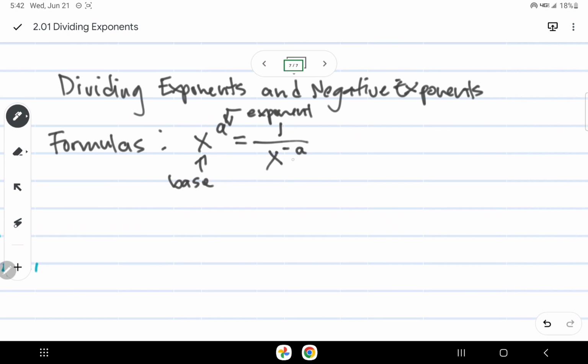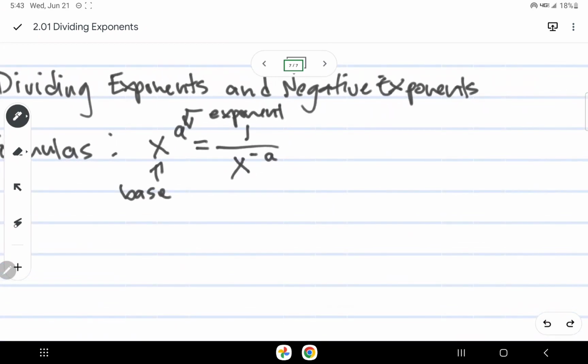Remember, this is also applicable if you have this and you want to make the exponent for the base x positive. Right now you have negative a, then you just flip it from the bottom to the top. Okay, hopefully that makes sense.